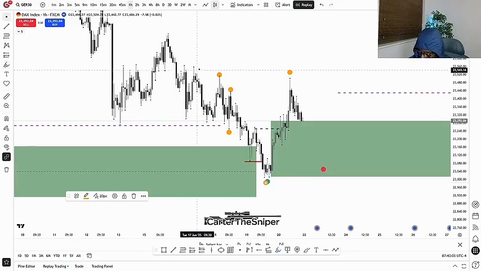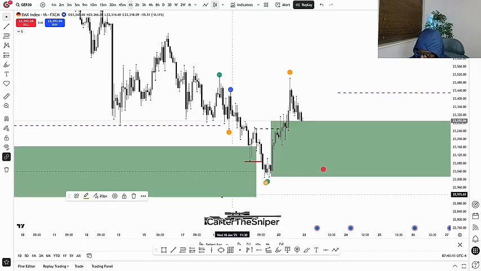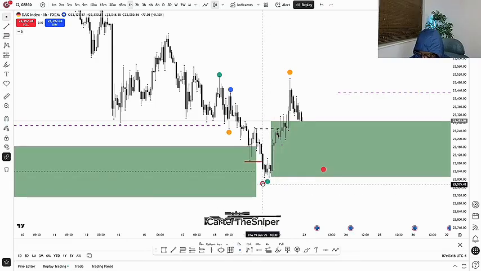Let me put it in colors so you understand it. This is green, and then this is blue, and then this is red. So you see the cycle that I keep talking about. I'm not just talking out my ass. This is how the market moves.